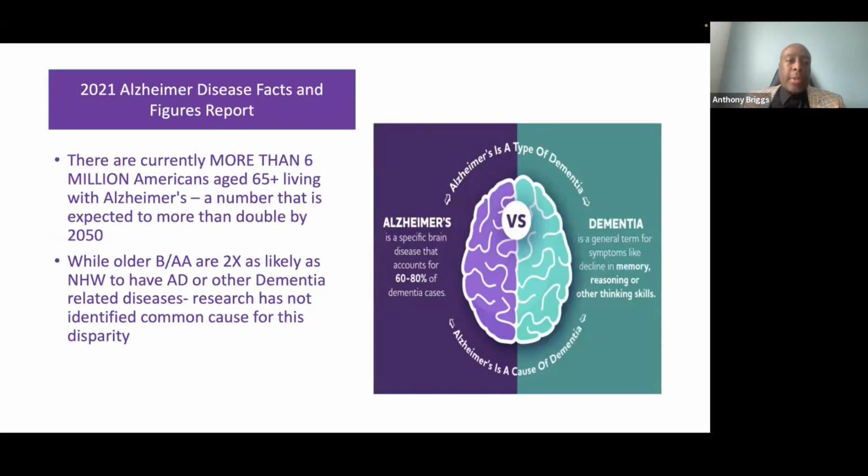The 2021 Alzheimer's Disease Facts and Figures report indicates that there are currently more than 6 million Americans aged 65 years and older living with Alzheimer's, a number that is expected to more than double by 2050. While older Blacks and African Americans are 2 times as likely as non-Hispanic whites to have AD or other dementia-related diseases, research has not yet identified common or standard causes or drivers for this disparity.